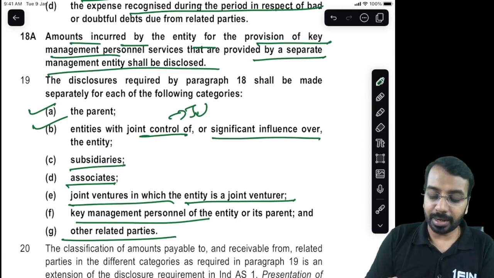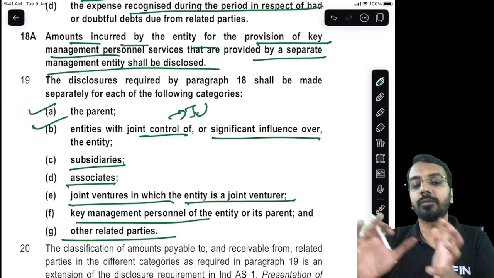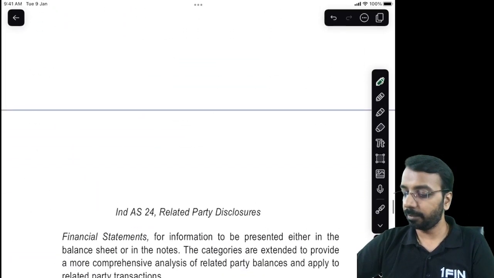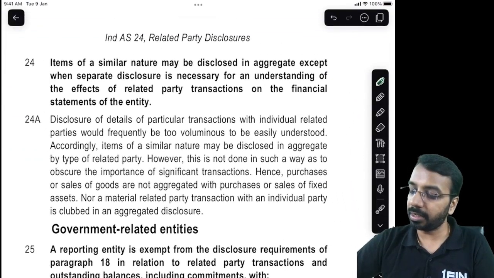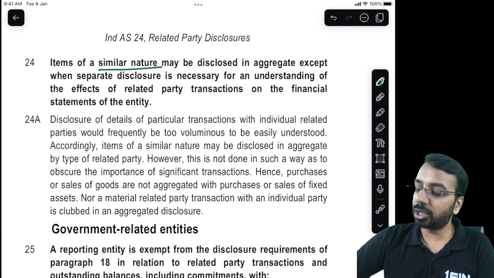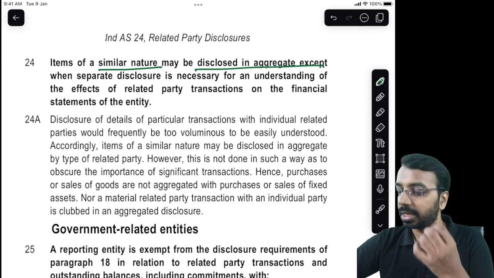Basically, the nature of transaction, amount of transaction, outstanding balances, bad debts and all of those need to be disclosed properly here, right? So that covers a large part of the standard, and items of a similar nature may be disclosed in aggregate, unless a separate disclosure is required.